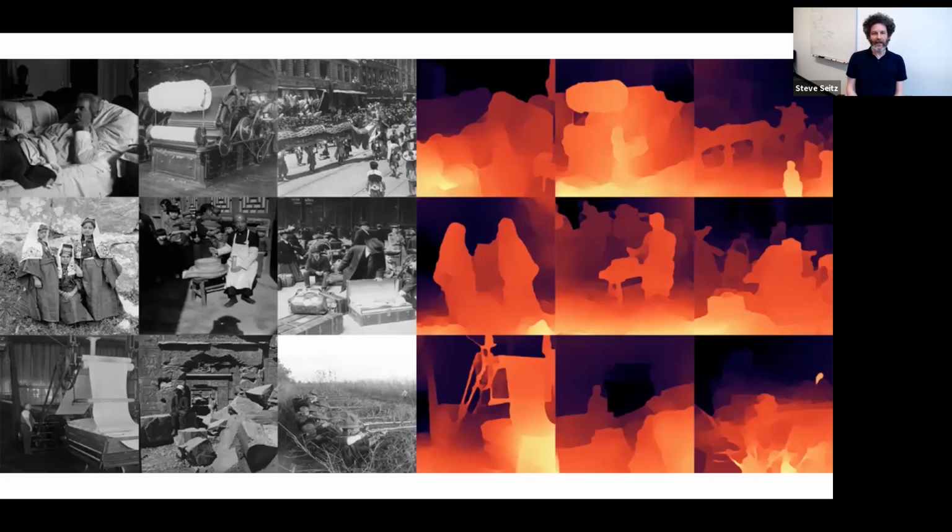But we did, and I want to show you some results of the data. So here's just a small sampling of the tens of thousands of stereographs, just one of the two images. And then on the right, you can see the disparity or depth maps that we've estimated from these stereographs.